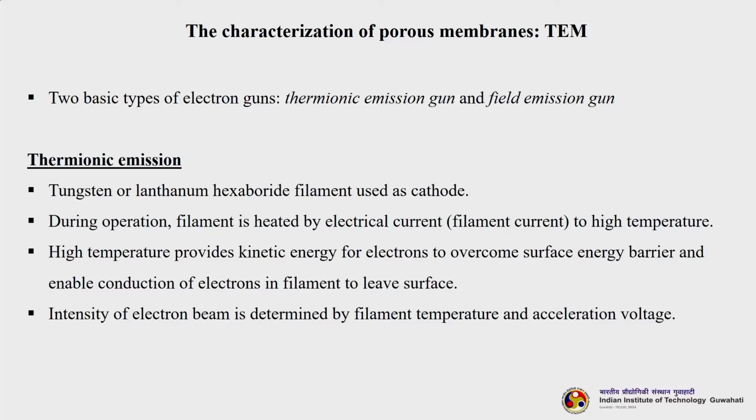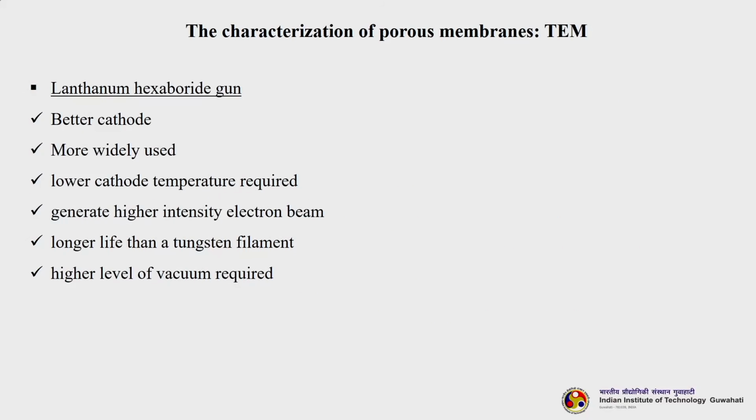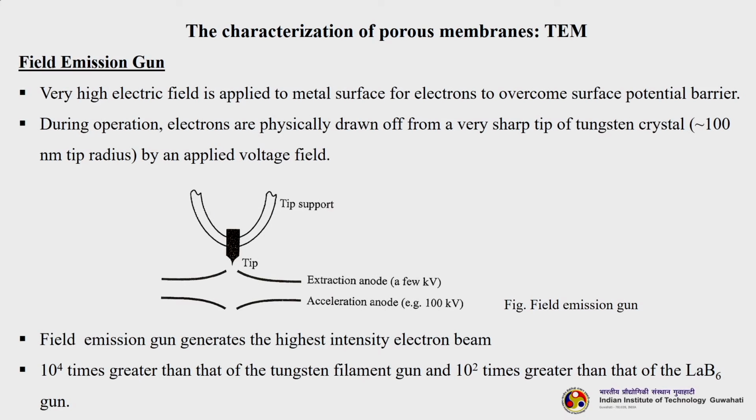The intensity of the electron beam is determined by filament temperature and acceleration voltage. These are the characteristic features of the lanthanum hexaboride gun, which is the most widely used. It is a better cathode, and a lower cathode temperature is required, so we do not need very high temperature to generate electrons. It generates a higher intensity electron beam compared to other gun types and has a longer life than a tungsten filament. Tungsten filament needs frequent replacement. A little disadvantage is that in the case of the lanthanum hexaboride gun, a high vacuum level is required.